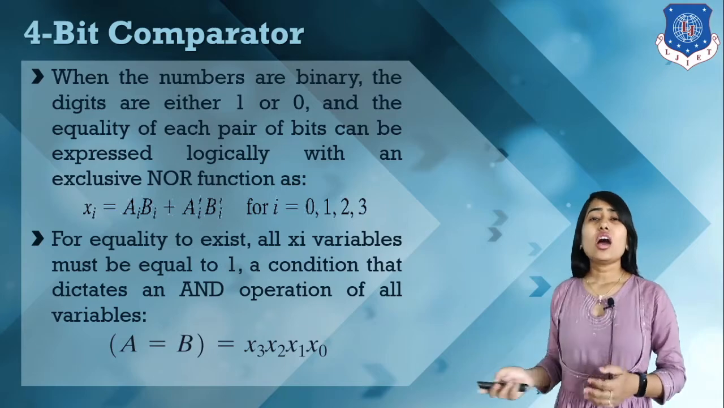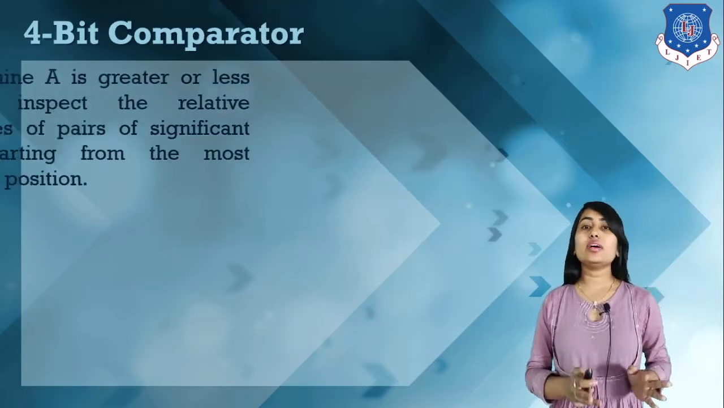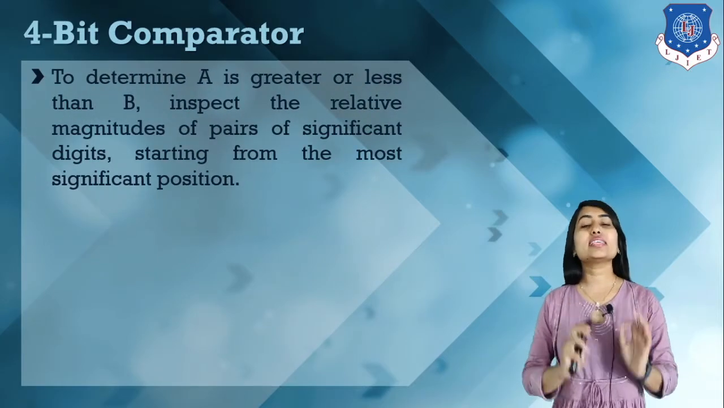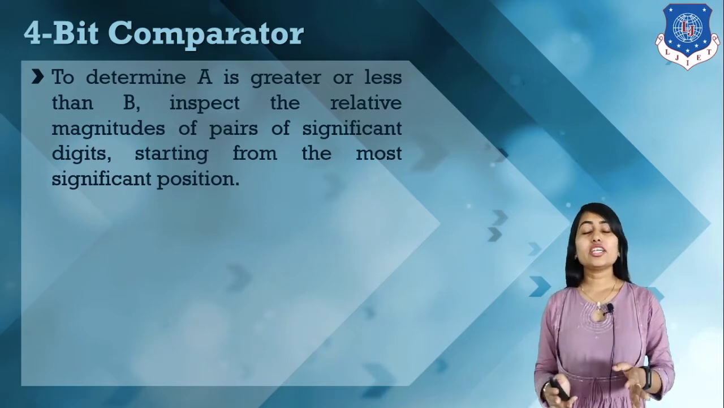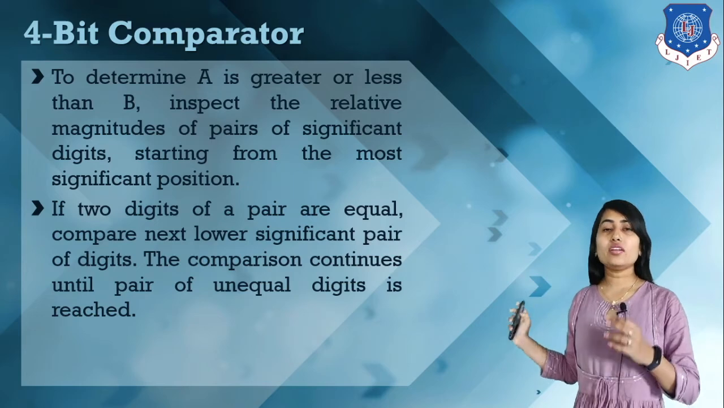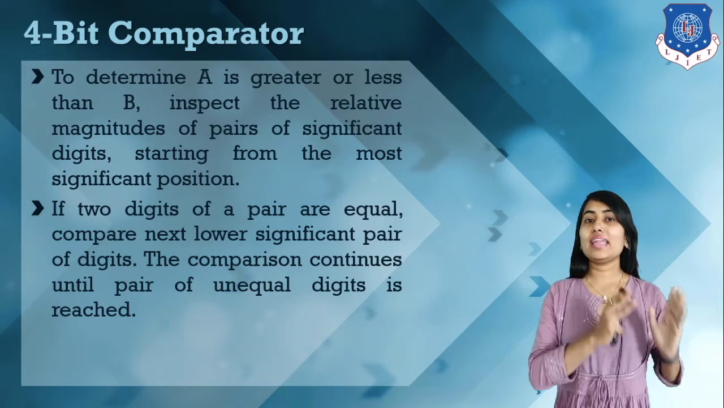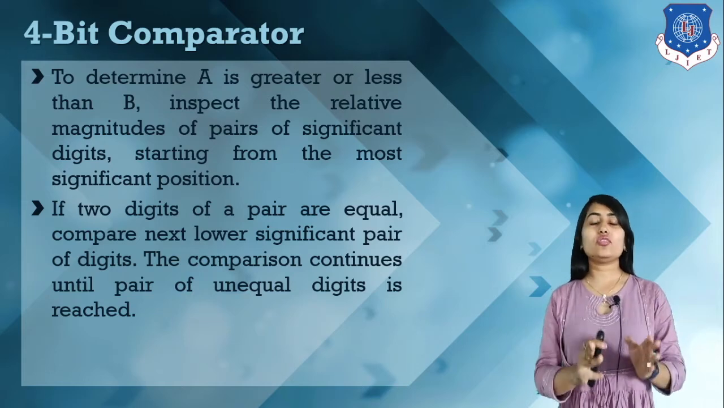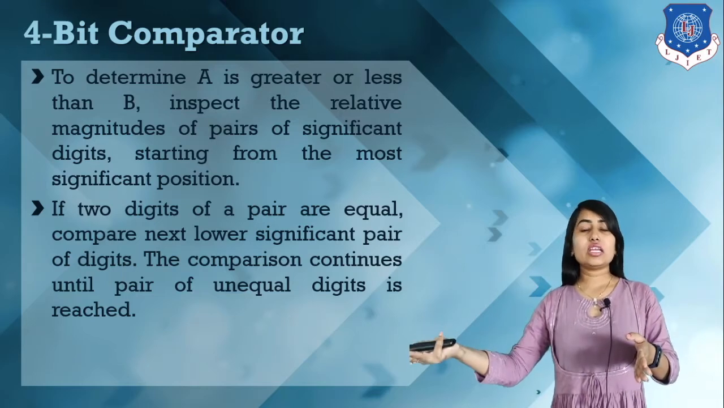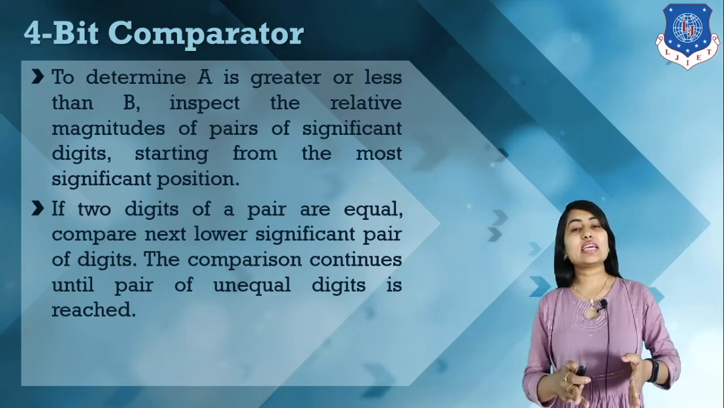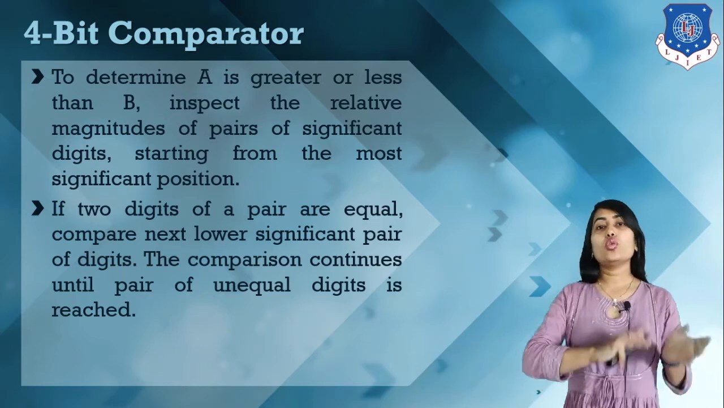Then how can we compare greater and less? To compare whether one number is greater or less than the other number, how can we do that? For that we have to compare the most significant bits. First compare A3 and B3. If A3 is greater than B3, write A greater than B. If A3 is less than B3, write A less than B. But if A3 equals B3, then go to the next digits.